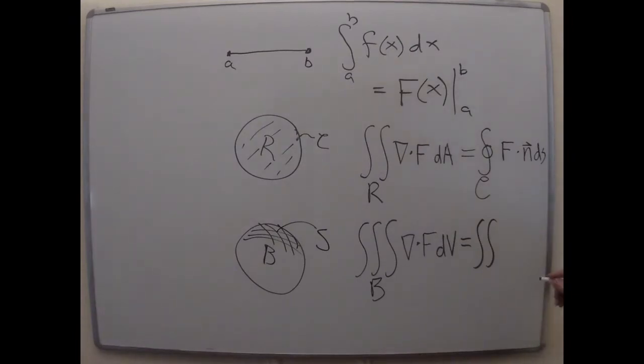Now, some people will decorate this thing like so. And that's in solidarity with this notation. This was saying that the integral goes all the way around C. And this is saying the same thing for the surface of the ball. The integral has to go over the entire surface of the ball. But it's the same integrand, except that it's now 3-dimensional. It's the vector field dotted with normal vectors for the surface.